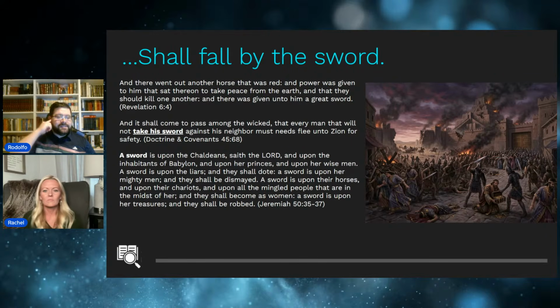It shall come to pass among the wicked that every man that will not take his sword against his neighbor must flee unto Zion for safety. So again, that shows you that it's a place for safety. Zion is going to be a place for refuge, and everything else, the world, Babylon, you have to take the sword.